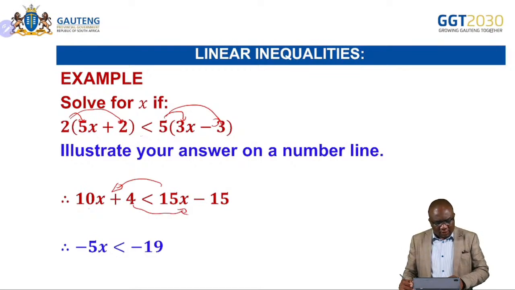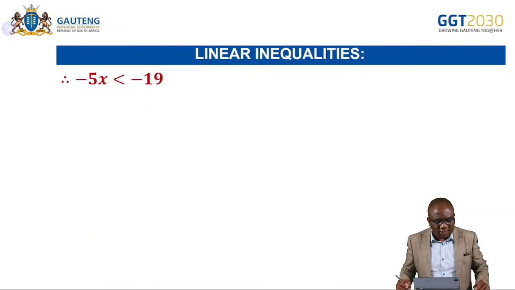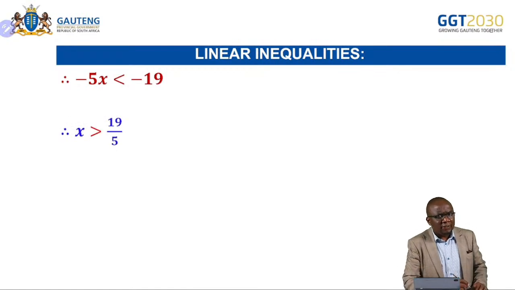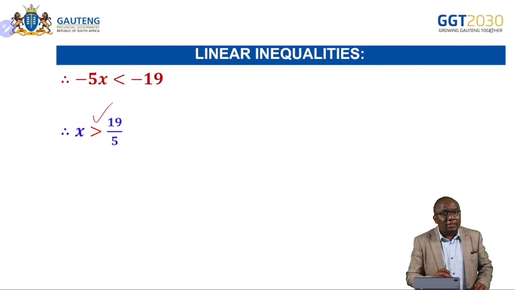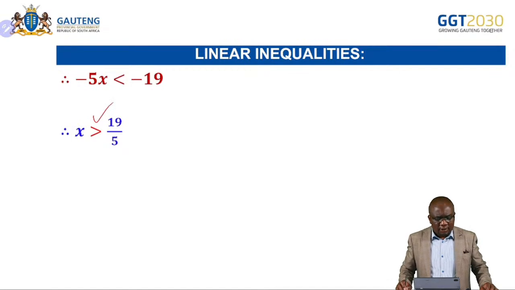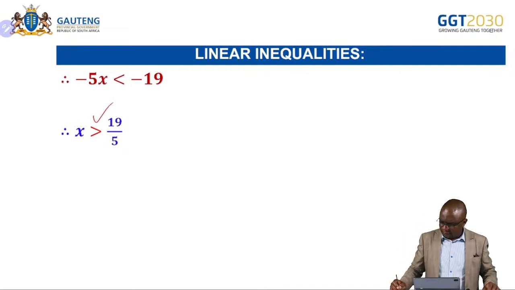5x less than negative 19. We're dividing by negative 5 here. And then what happens to the sign? It changes. Do you believe that you get a mark for that? For changing the sign, it's a mark. Okay? Right. Please take note of that.